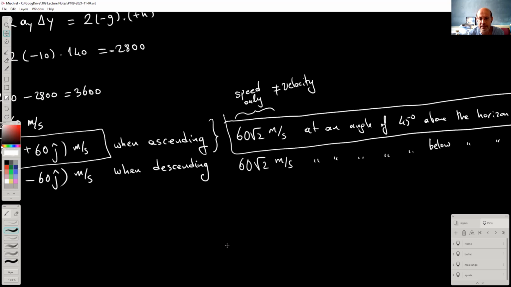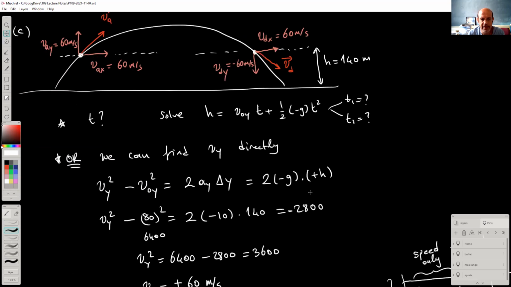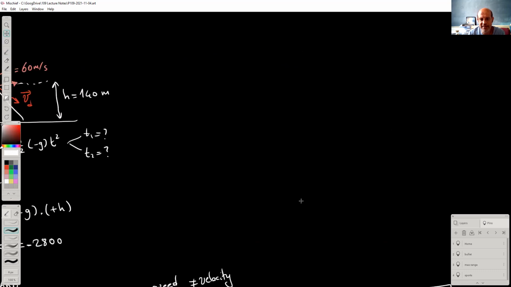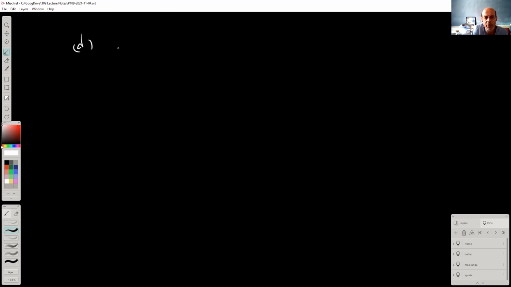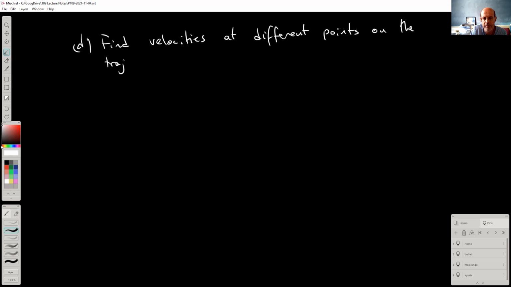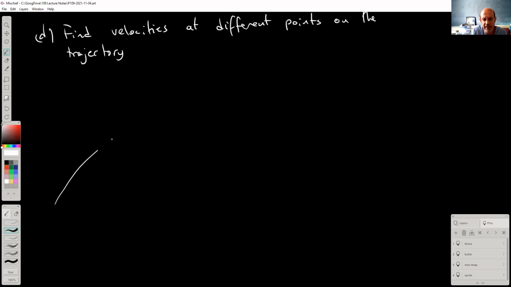All right, so let me just add one more part in here. Sorry. So let's say it like this. I'm just going to add this: find velocities at different points on the trajectory, let's say. I'm just going to do this for some extra information, but I'm just going to look at these 5 special points.